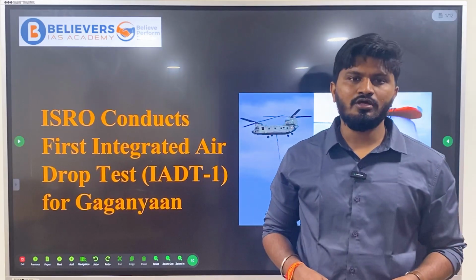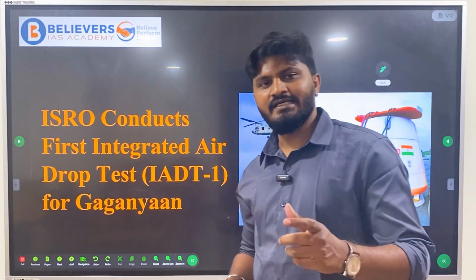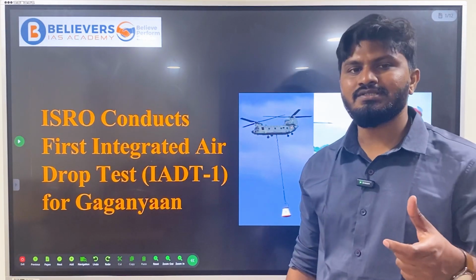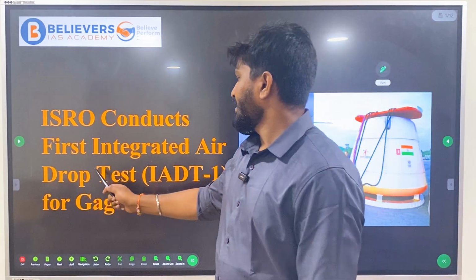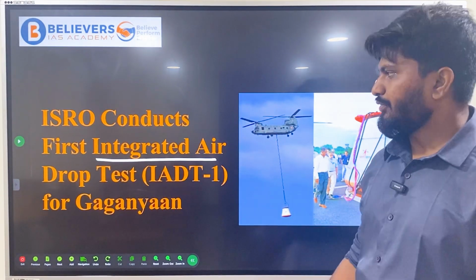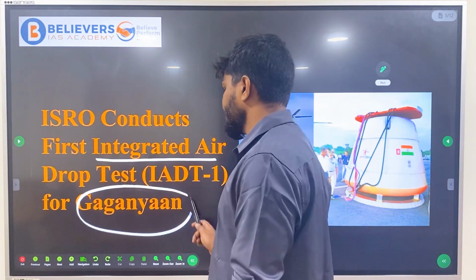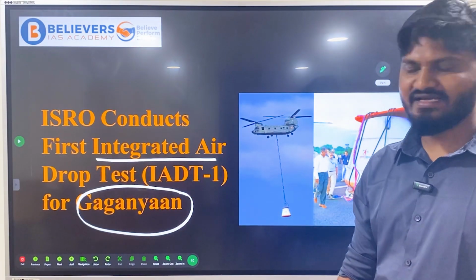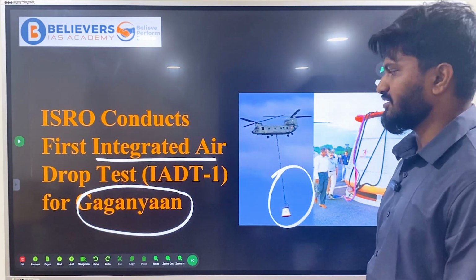Today we'll discuss the pride of India, that is ISRO. Recently ISRO conducted a successful mission, the integrated airdrop test for the Gaganyaan mission. We'll discuss what this Gaganyaan mission is, and what this IADT, or integrated airdrop test, is.